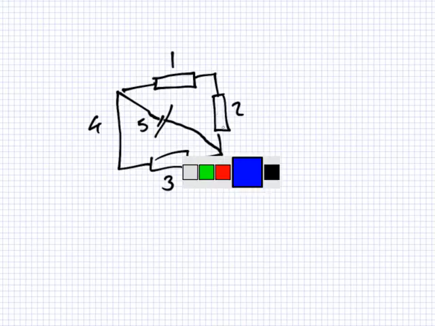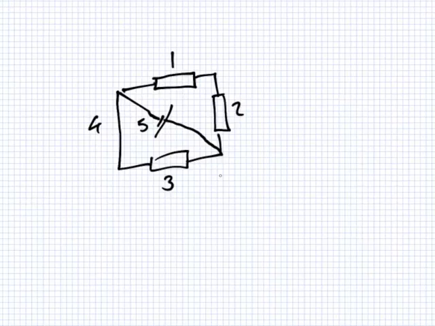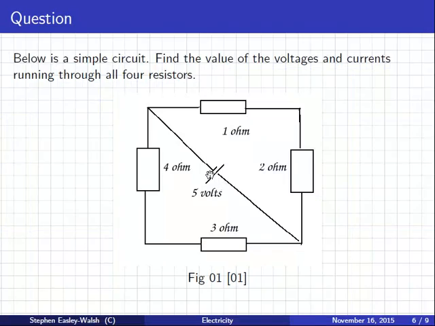Wait, firstly, yeah, 5 volts or 5 volts? 5 volts in the middle, the cell. But a cell has resistors, right? Ah yeah, but we'll get to that later.